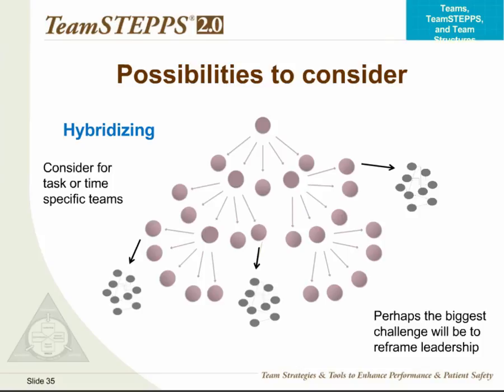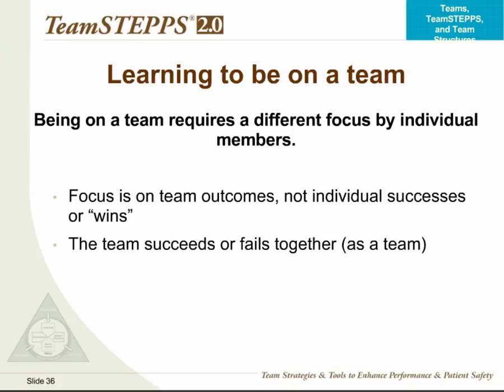We are not bound by the former ways of organizing ourselves. There are options. But it means we're going to have to learn to be on a team, perhaps in a different way than we've ever done before. That is, we have to become focused on team outcomes rather than individual successes. The team succeeds or fails together as a team. Remember, they're all in the same boat.